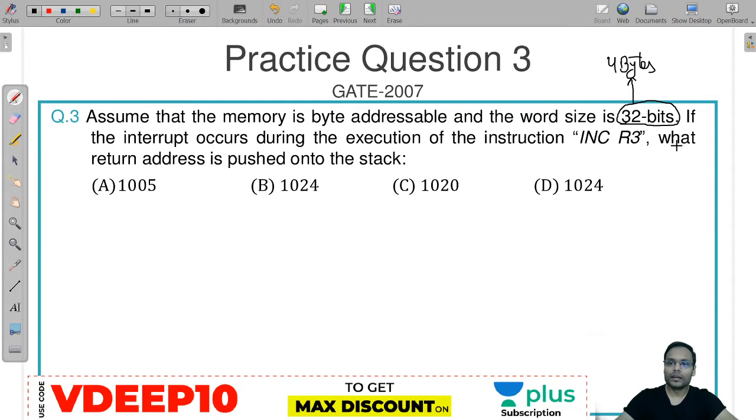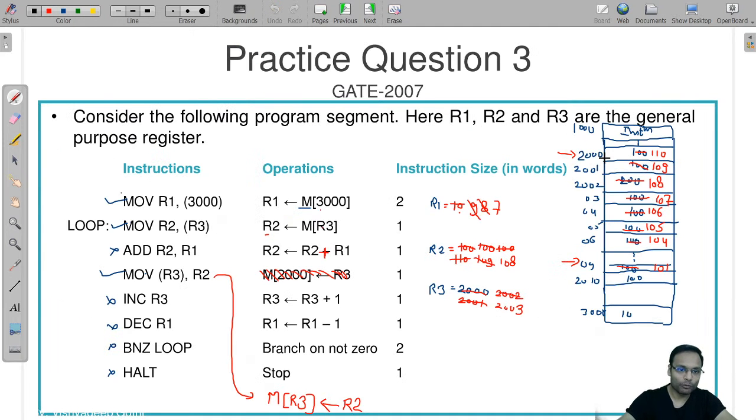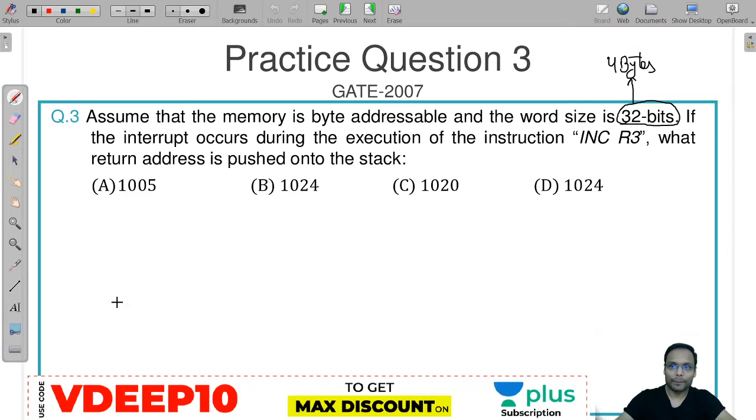8 fours are 32. If an interrupt occurs during the execution of an instruction INC R3, what is INC R3? This one. So during execution of this instruction, an interrupt occurs. What happens? What return address is pushed onto the stack?